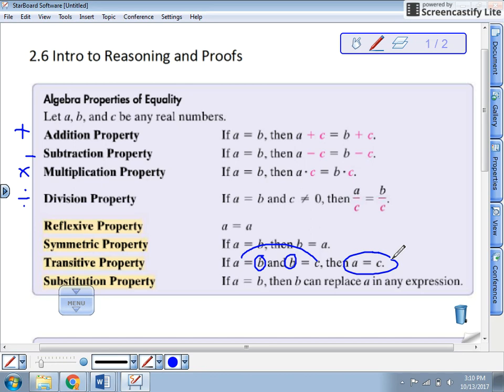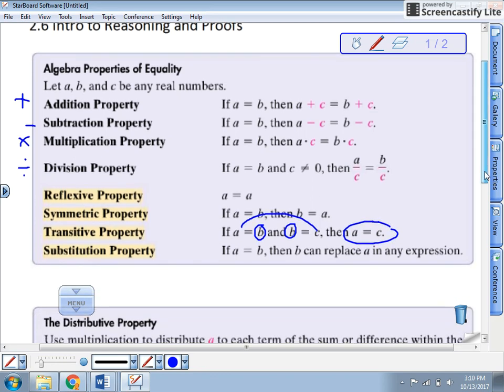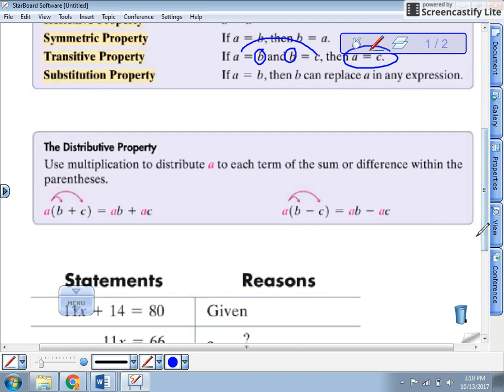And then finally, we've got the substitution property. We just know that if A equals B, then B can be replaced in any expression with A. We've done that a ton. Don't forget about the distributive property, all right? You guys are very familiar with that.